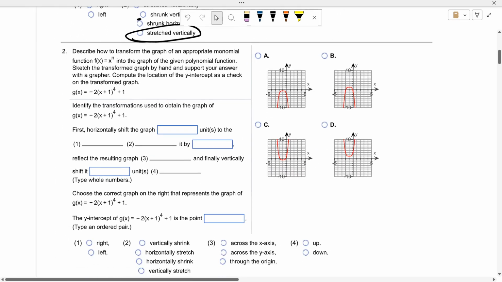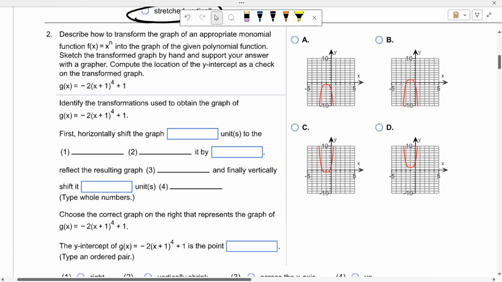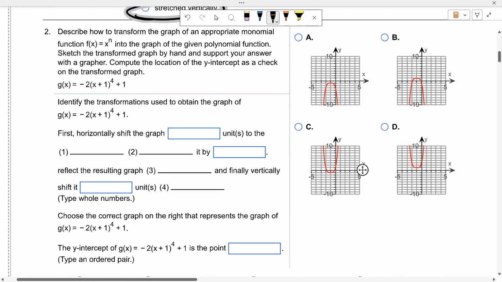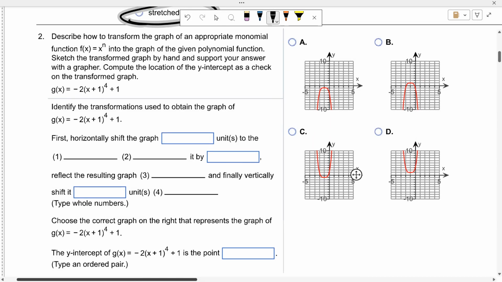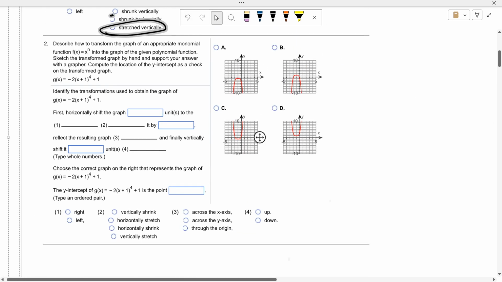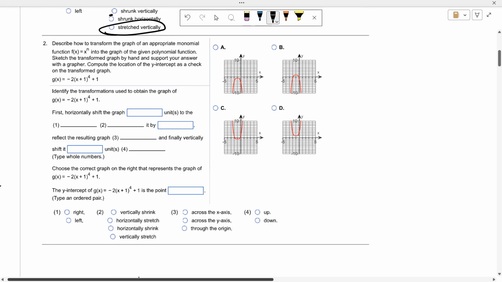Okay. All right. -2(x + 1) to the fourth plus 1. Well, see, what does it want? I don't know if they're going from x to the fourth. I assume they're going from the original x to the fourth graph when they describe this. So you're horizontally shifting this graph, how much, what way? 1 unit to the left.